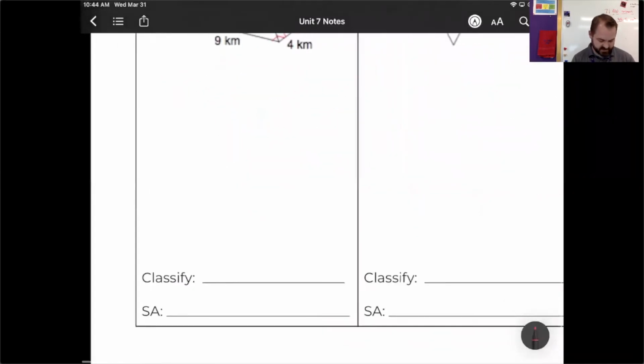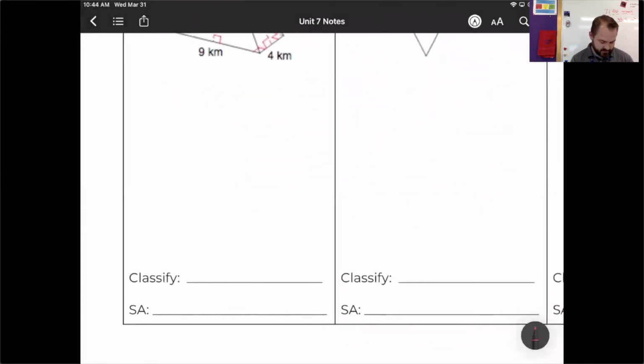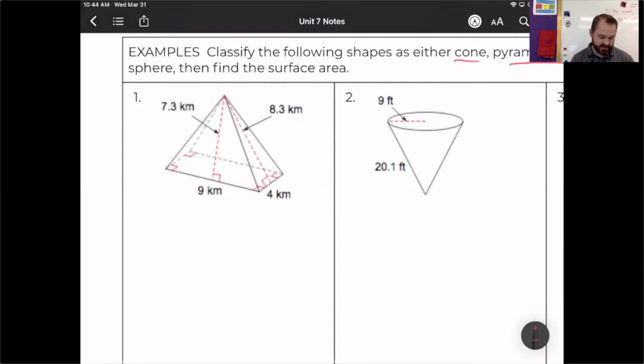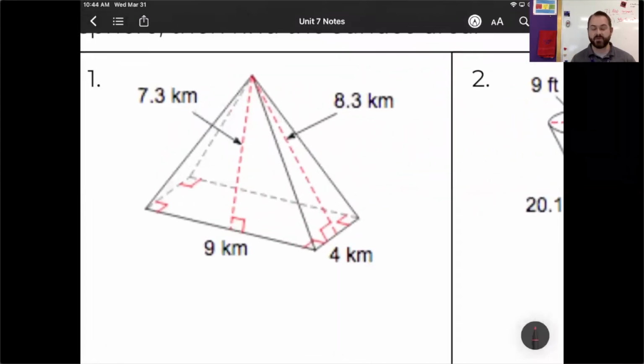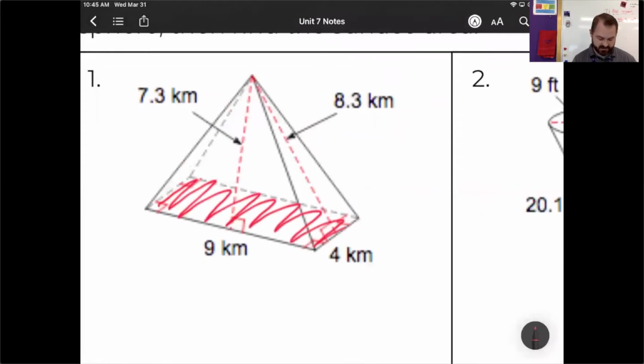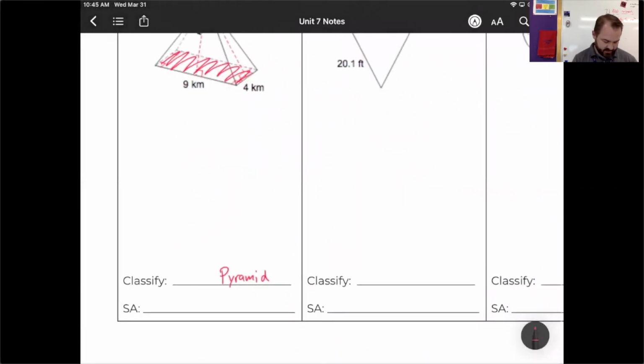Okay, I'm kind of jumping around, sorry. This is a pyramid. But we also want to include the base shape. The base of this pyramid is this side that is not a triangle, okay? This side on the bottom here is not a triangle. That is a rectangle, so this is called a rectangular pyramid. Okay, a rectangular pyramid.